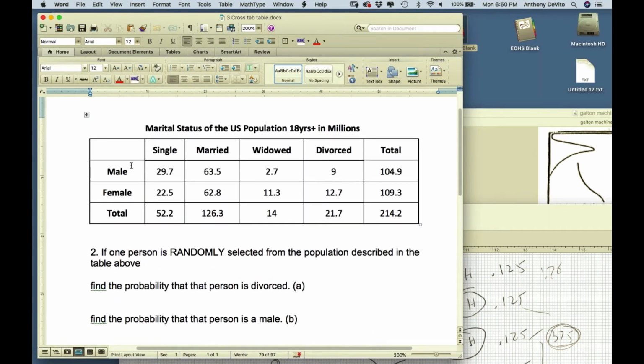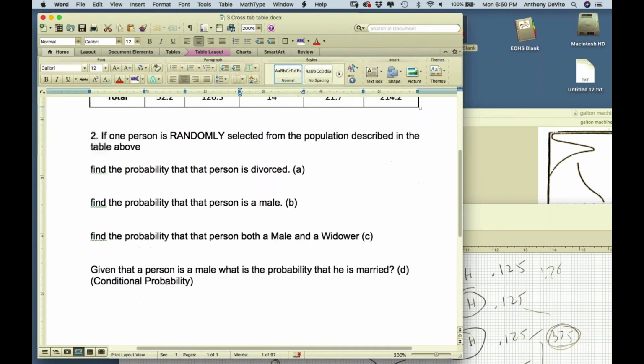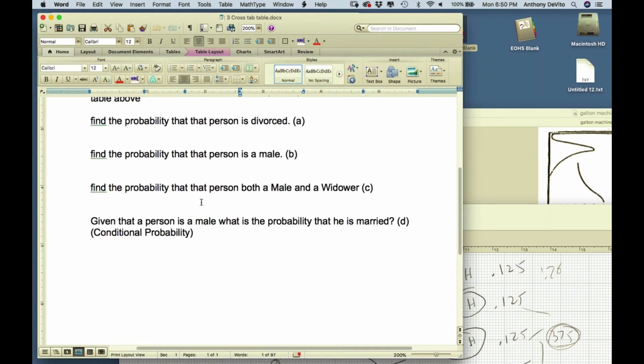Let's see, male and widower, right? Okay, good. And finally, for this last one, what's the probability that a person, given that a person is male, what's the probability that he's married?